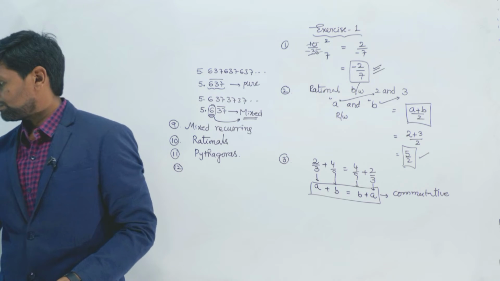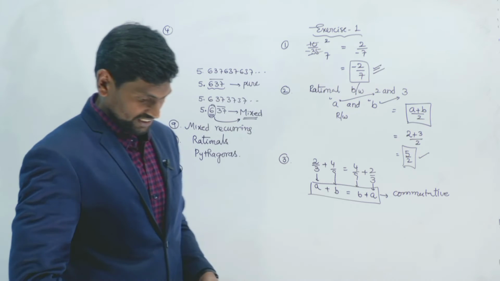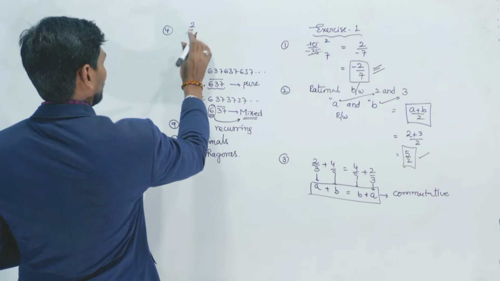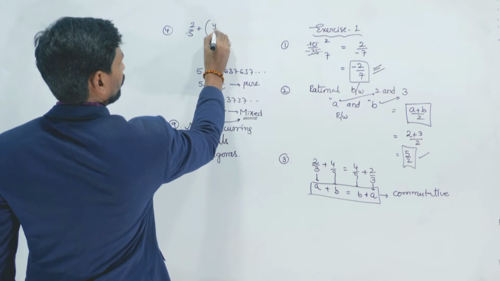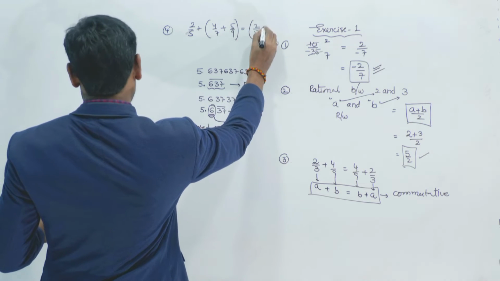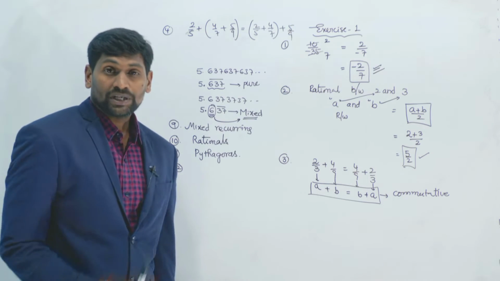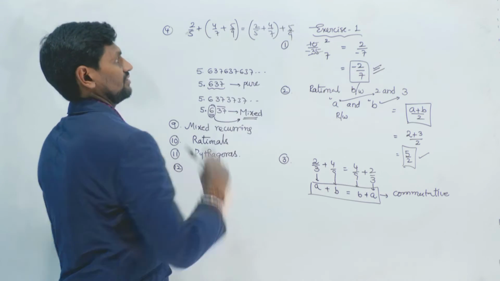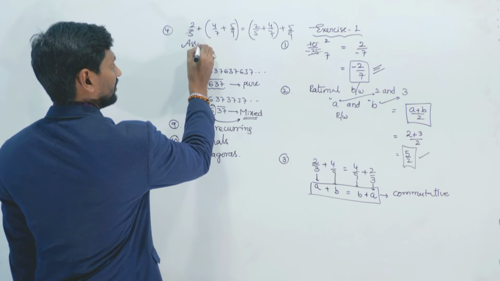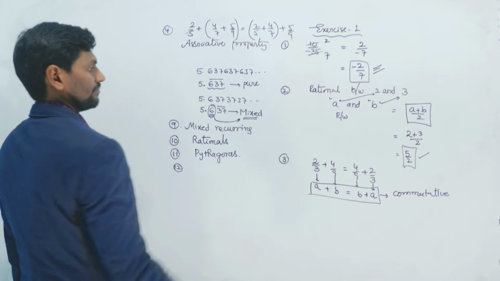Let us go to problem number 4. Name the property. 2 by 5 plus (4 by 7 plus 5 by 9) equals (2 by 5 plus 4 by 7) plus 5 by 9. The same numbers are there, but only the position of the bracket changes. So what property is it? Very good. Associative property.